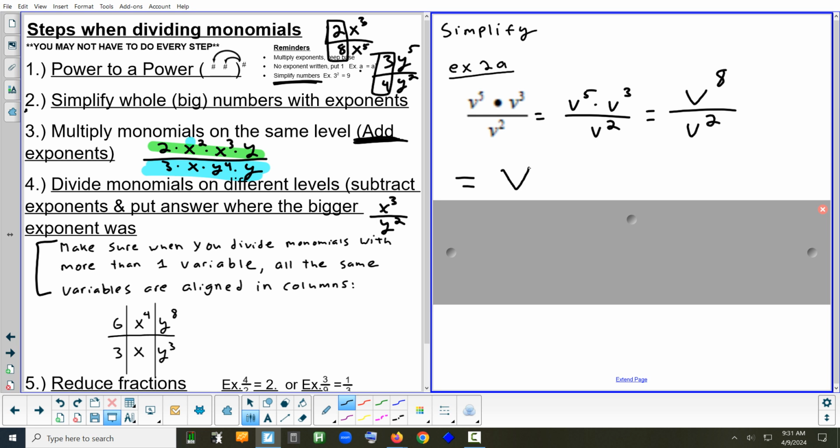It's going to be a V. You don't have to give me the exponent, I just want to know what's the calculation for the exponent. 8 minus 2. Always the bigger minus the smaller, and put the answer where the bigger number is, which is in the top. So I don't even need a fraction bar because it's not going in the bottom. So what's going to be my exponent on V? 6. And that's my final answer: V to the 6th power.